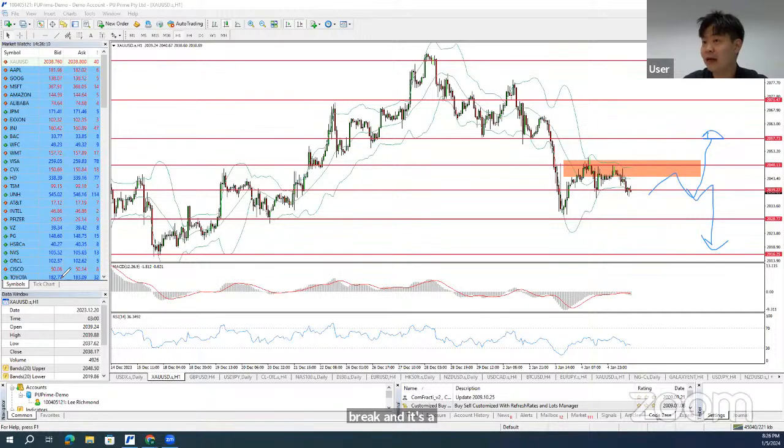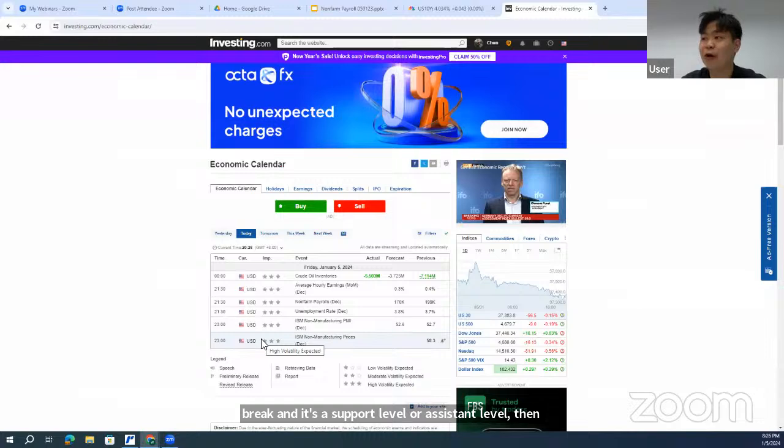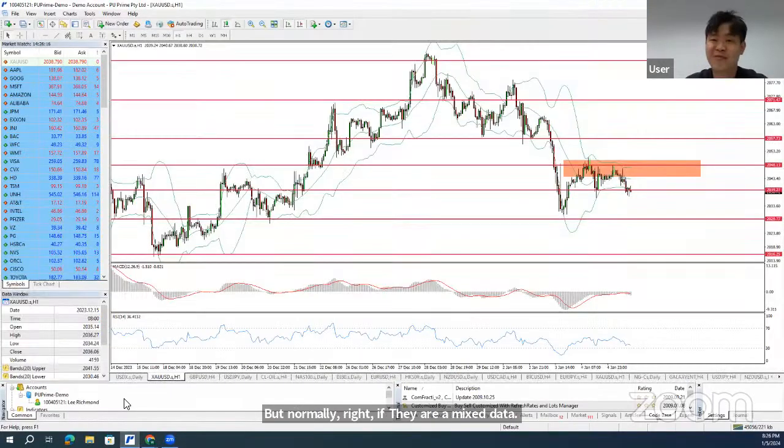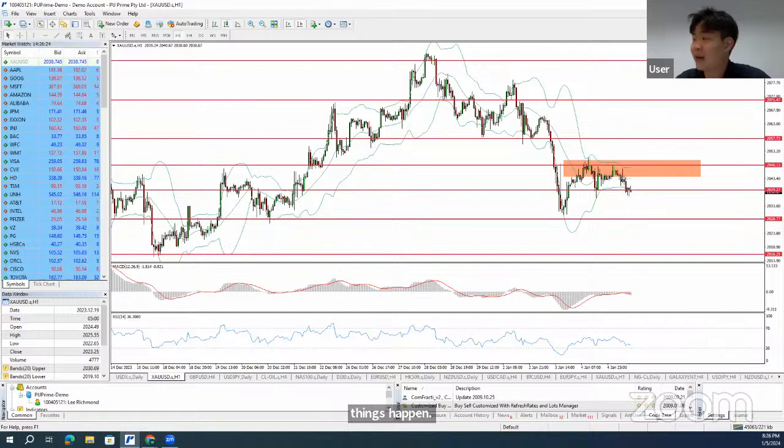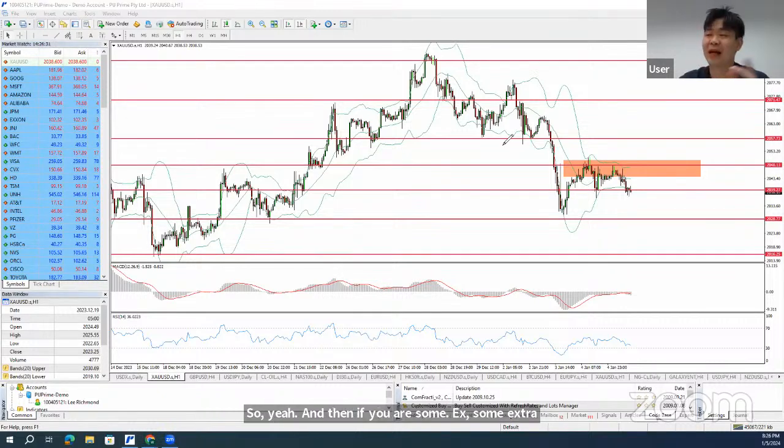But normally, if there is mixed data, it's highly recommended that you not trade, or maybe wait until next week, because there is very high volatility if things happen like that. Okay, and if you are an extraordinary trader, you don't like to follow the market, you see that the market is expecting NFP to be better, but you want to bet against it, then you still can.